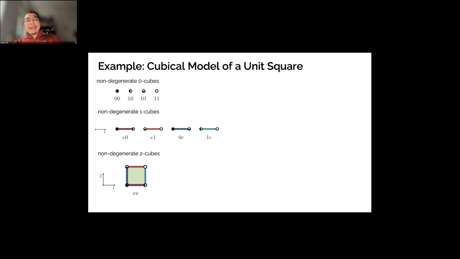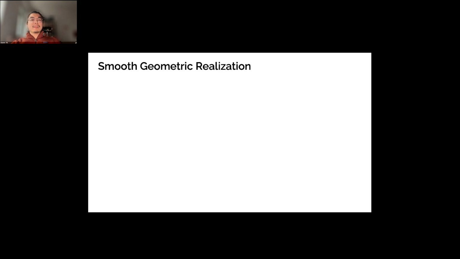So, now that we have some sort of cubical model for a unit square, how do we get this evaluation map that we wanted to obtain? In order to do this, we have to go through what's called the smooth geometric realization of these cubical sets.